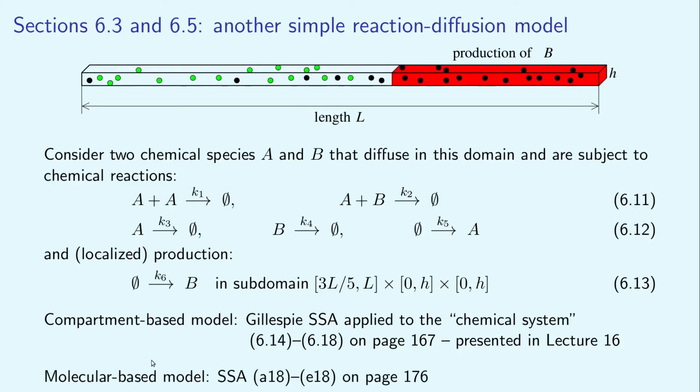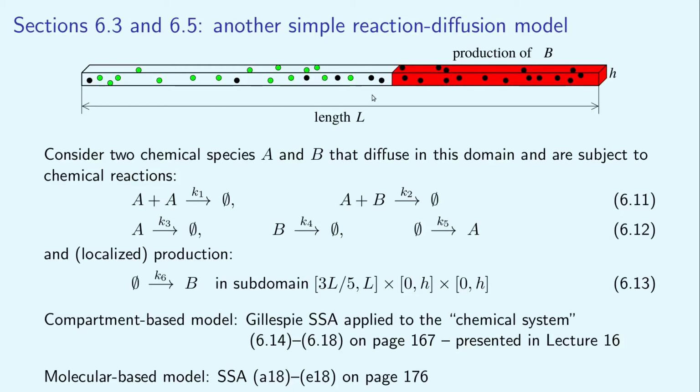In this lecture, we will discuss the corresponding molecule-based model, which is included as the stochastic simulation algorithm A18 to E18 on page 176. Since there are no compartments in the formulation of the molecule-based model, I have replaced them in my schematic with circles representing molecules of A and B. The black circles are molecules of chemical species B, which are produced in the red region. The green circles are molecules of chemical species A, which are produced everywhere.